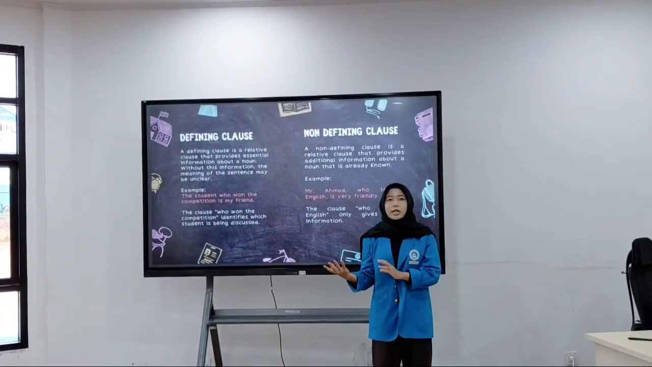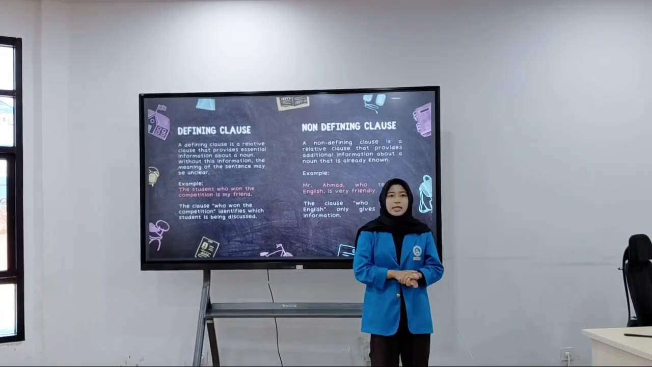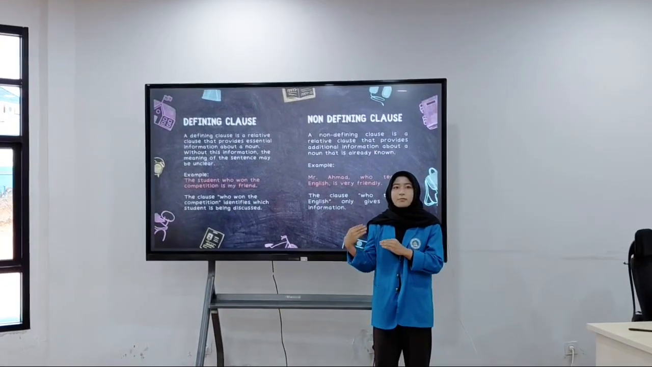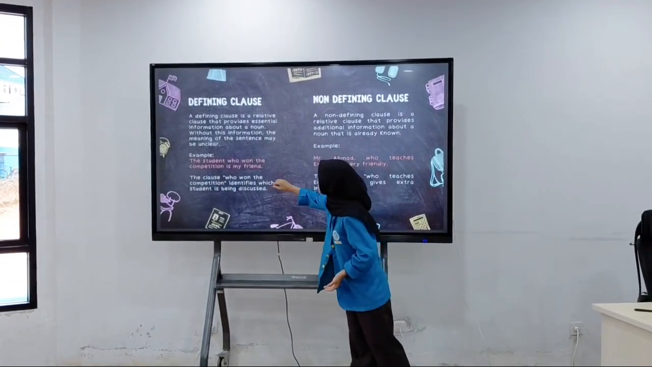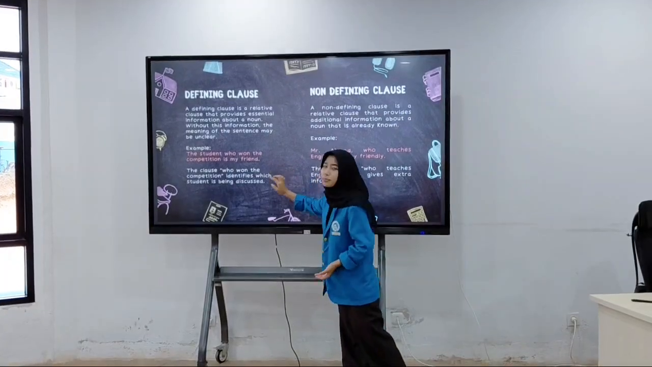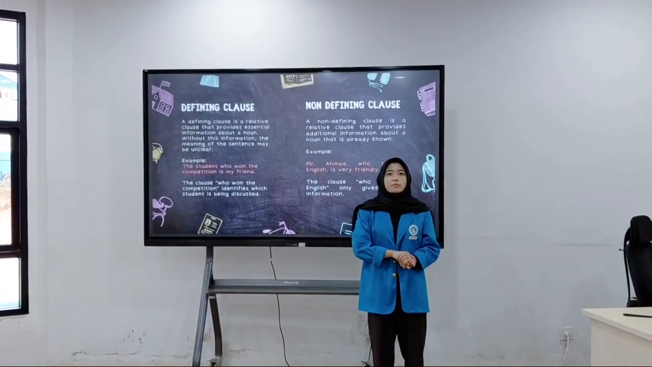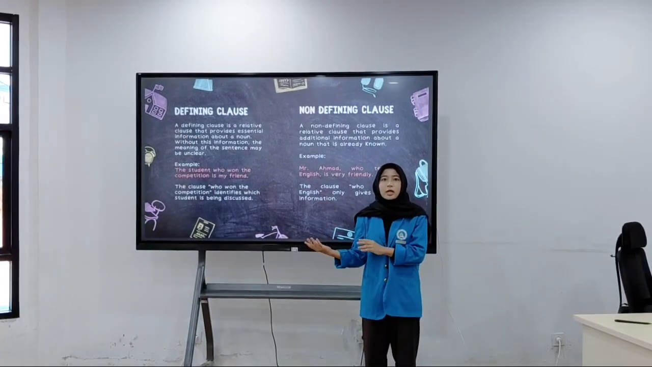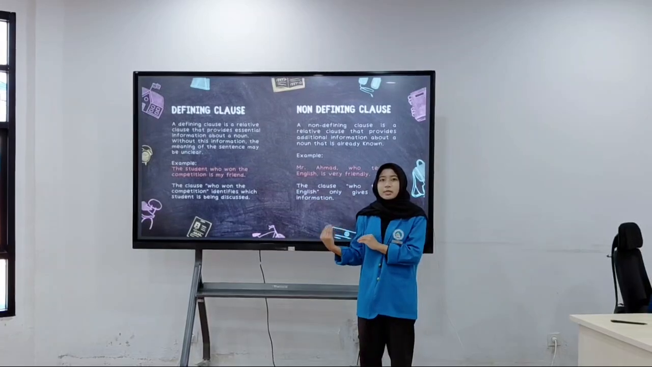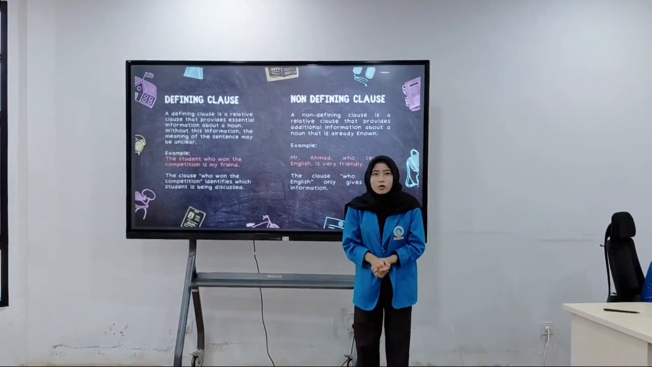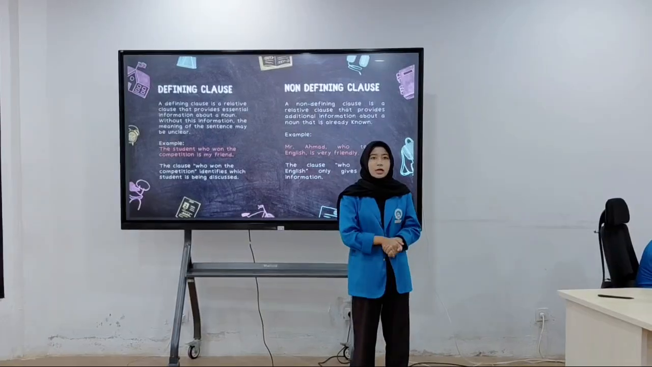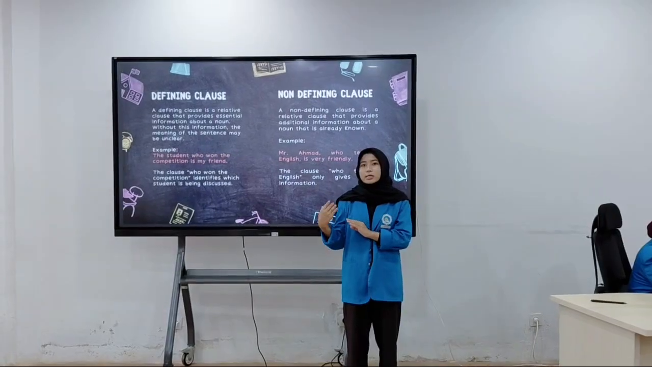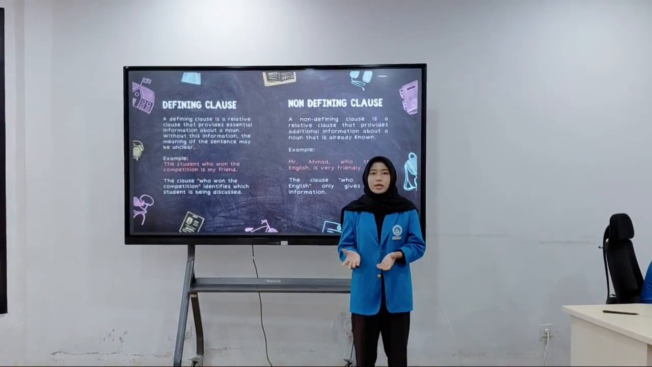Defining clauses are relative clauses that provide essential information about a noun. Without this information, the meaning of the sentence may be unclear. For example, the student who won the competition is my friend. In this sentence, the clause who won the competition tells us exactly which student is being discussed. If we remove this clause, we will not know which student the speaker is referring to. Therefore, defining clauses are important because they help make sentences more specific and clear.